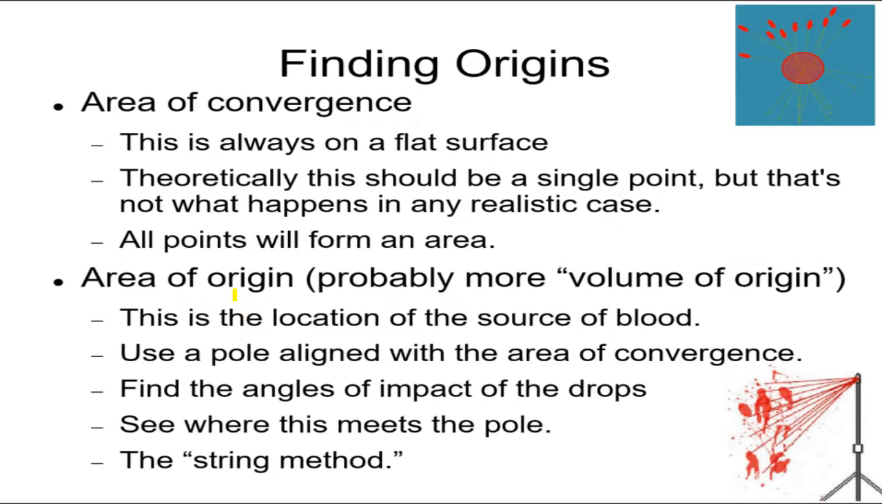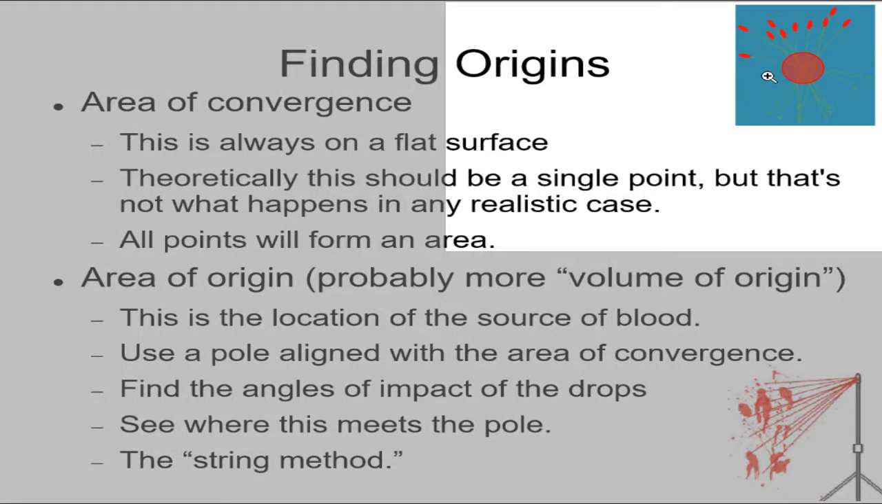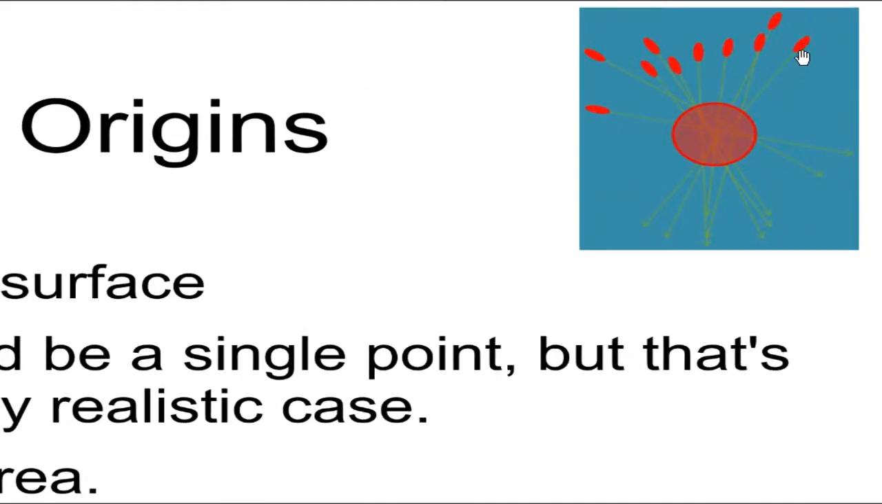For this, we usually use the string method, and it tells us the volume of origin, more or less where the person was. People occupy a volume, so it's more like a volume of origin, but it's called the area of origin for whatever reason. So again, this will tell you, let's say, how high it was. However, remember that we can also tell by comparing the height to the length.